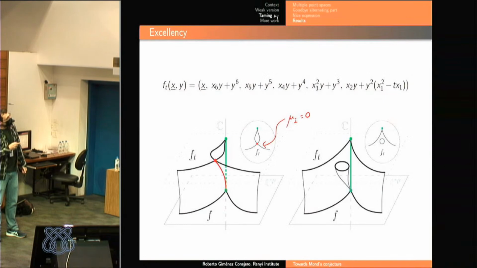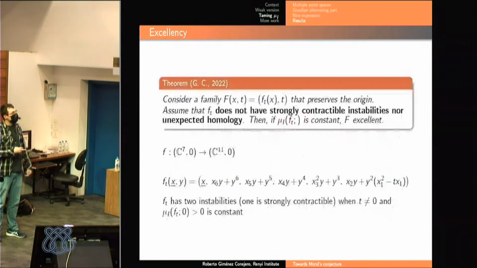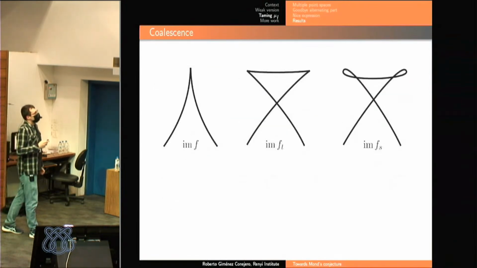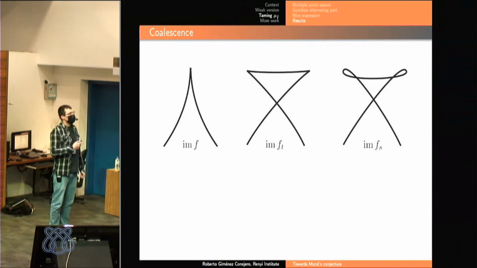So what is happening is precisely this. You have your instabilities with constant image Milnor number, but you have something that splits, that is an instability that is strongly contractible. The image Milnor number of this is 0. So this is not excellent, and this is a counterexample to Houston's conjecture. But I insist, if you add these conditions, this holds.